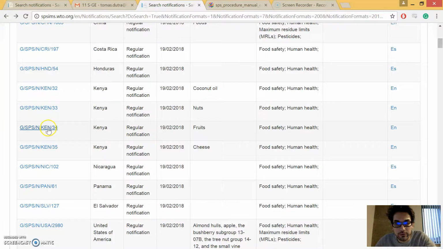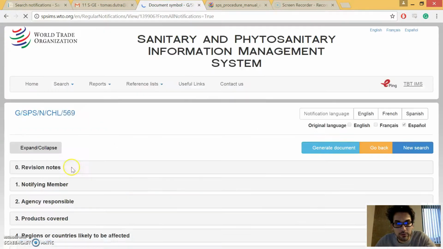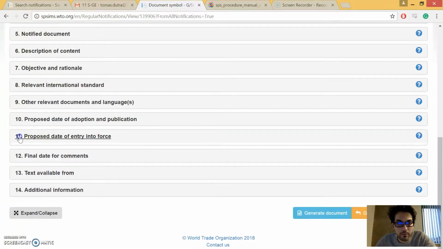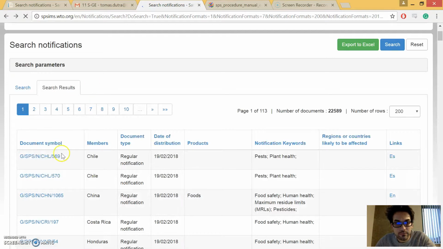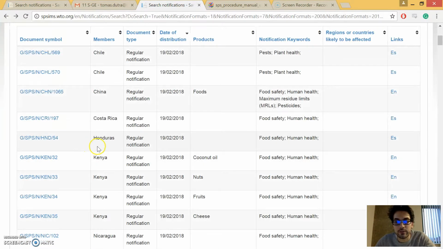So the way to see if something is facilitating or not is you go to the document symbol over here, you scroll down and you go to number 11, and if this box is checked, it's a trade facilitating measure. So the scraper would have to do that. It would go one by one in each of these and see if that box is checked, and if it's checked, it's a trade facilitating measure.